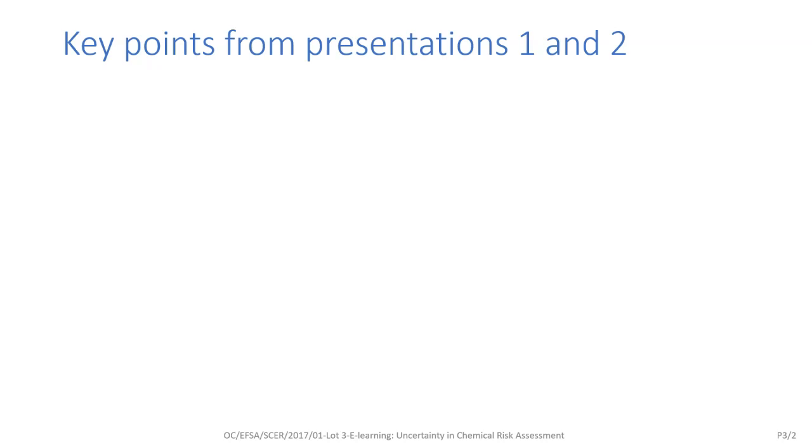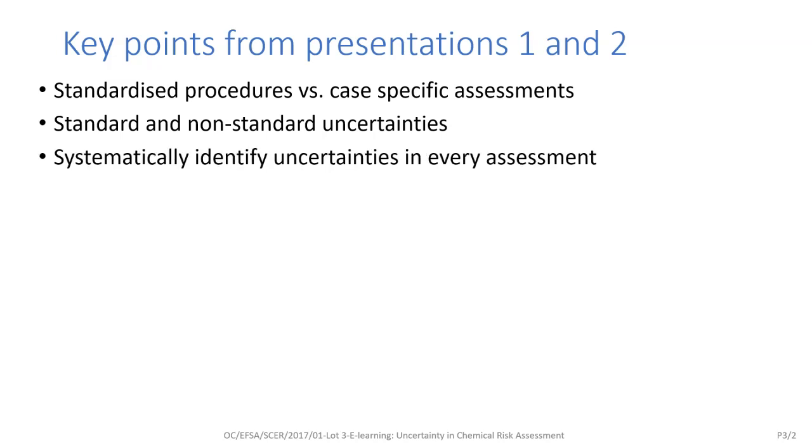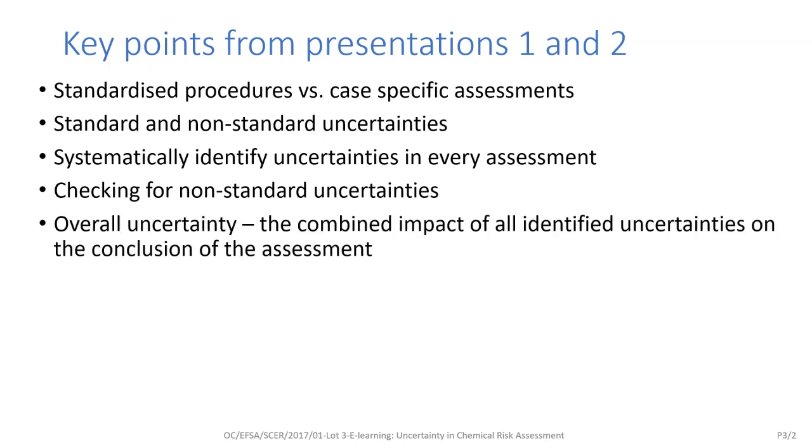In presentation 1, I introduced some key concepts which EFSA's uncertainty guidance uses: standardized procedures and case-specific assessments, and standard and non-standard uncertainties. I described how to identify sources of uncertainty, and I explained that when using a standardized procedure, if no non-standard uncertainties are found, no further uncertainty analysis is required. In all other assessments, further analysis is needed to assess overall uncertainty, the combined impact of all identified uncertainties on the conclusion of the assessment.